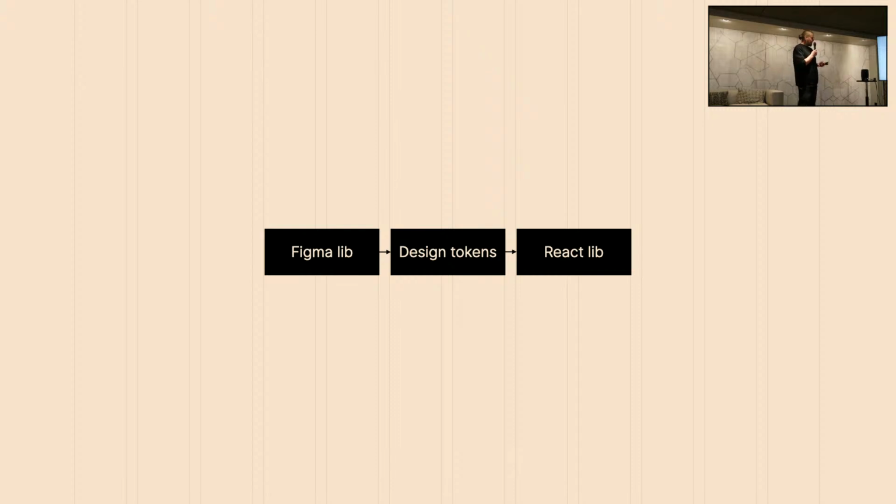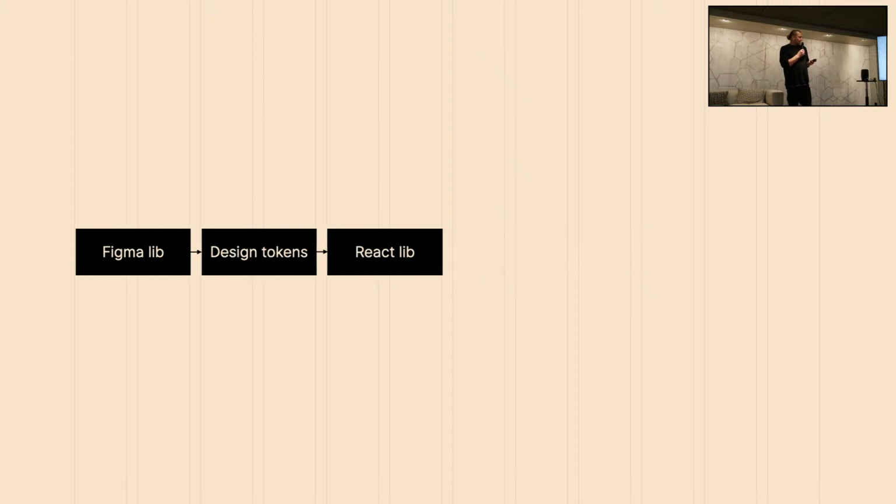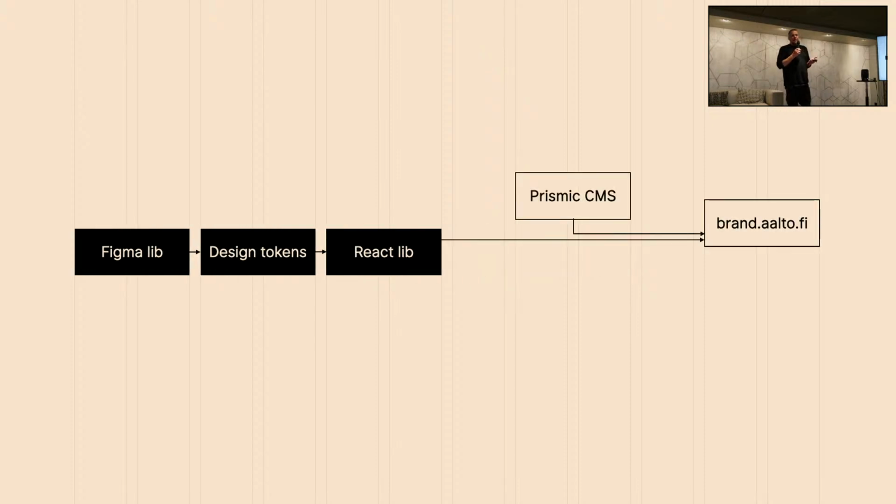Then we have the design tokens. They are available as a separate NPM package, so you can take only the tokens if you don't want the full components. Then we have the React library. So basically the React library includes the design tokens already, but you can also take the tokens without the React library if that's better suited for your needs. Okay, so that's the base set.